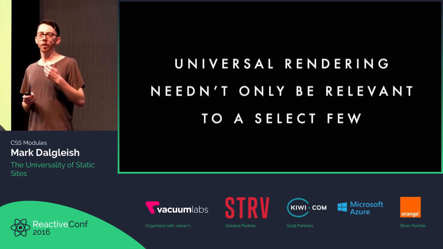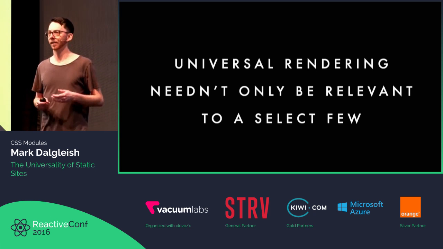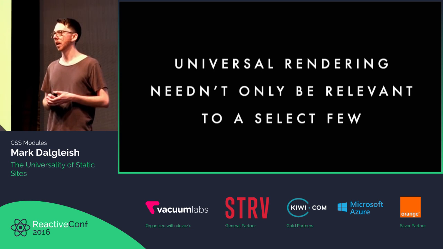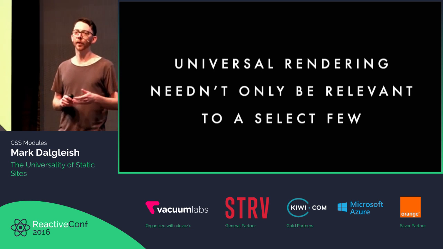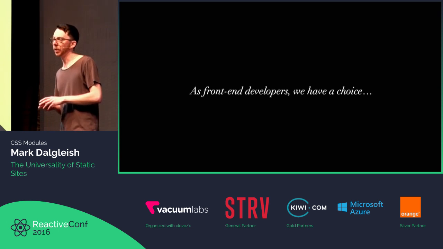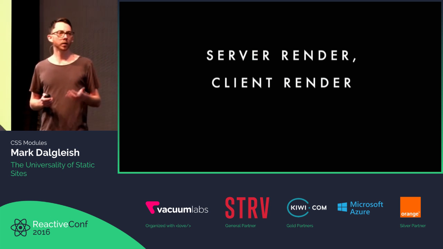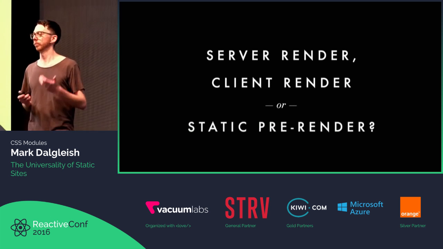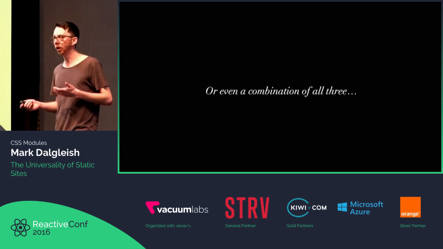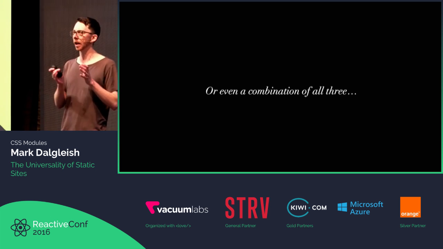Ultimately, the point that I want to make here is that universal rendering needn't only be relevant to a select few. There are a lot of us in this room that don't feel the need to server render our applications, but there's still plenty of room for us to fit universal rendering into our workflows in ways that I've showed you today. Because now, as front-end developers, we have a slightly different choice. We can server render, we can client render, or we can statically pre-render our applications to HTML. Or, I think most interestingly, we can create a unique combination of all three approaches to suit our particular use cases.